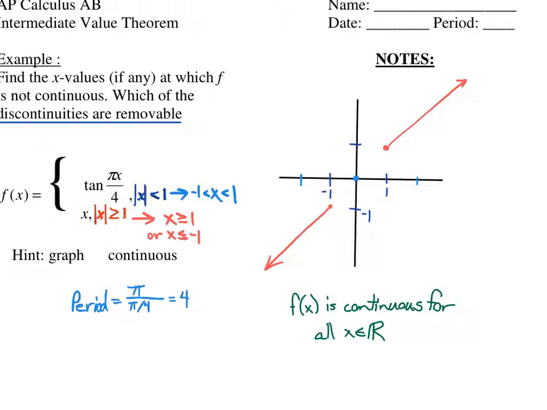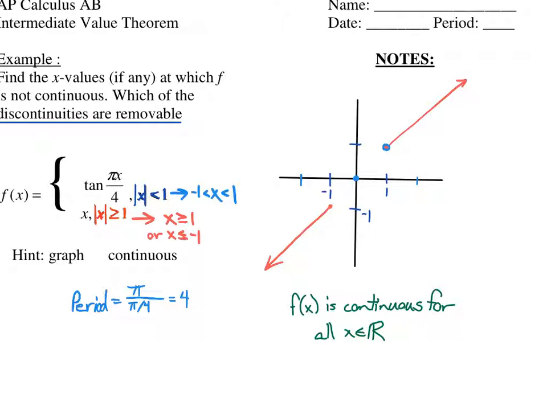Now, I want to see where the ends are, since I know there's not an asymptote I need to worry about in here. Where are the ends going to be? So let's try when x equals 1. If x equals 1, tangent of pi x over 4 equals what? It's tangent of pi over 4, which equals 1 from the unit circle. So actually, look, we've got an open point right there at 1, 1.